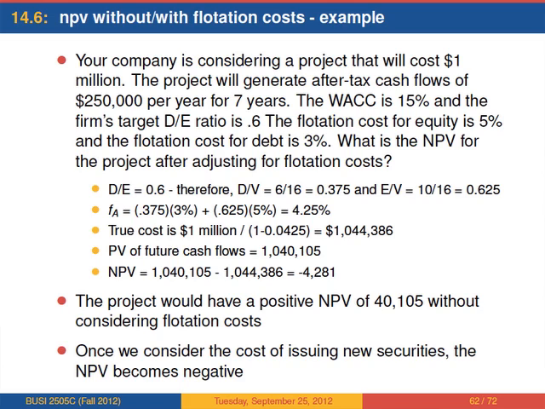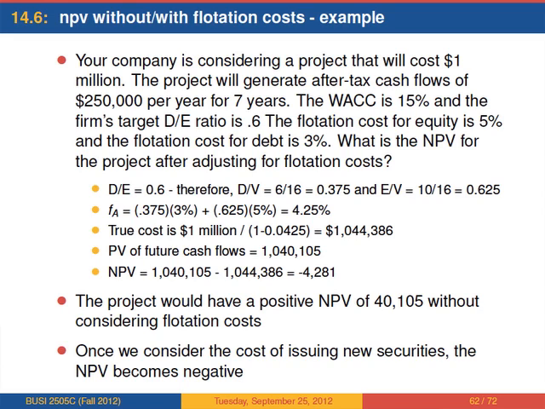So if you don't consider what it's going to cost you to go raise that million, what you're going to have to pay bankers and accountants and lawyers to get that million, then that project would say yes, it's a great idea. It's got a $40,000 net present value. But once you account for the fact that it's going to cost you 5% to raise equity, and your flotation costs on debt is 3%, so that the average flotation cost is 4.25%, to get $1 million to invest, you're going to need to raise $1,044,000. So your flotation fees are going to be $44,386.